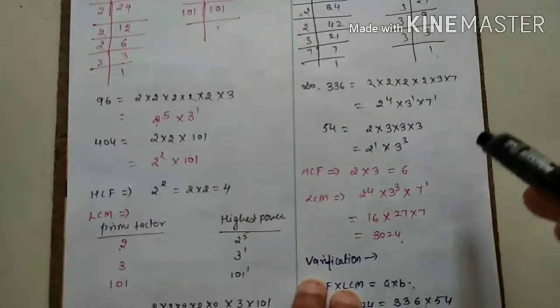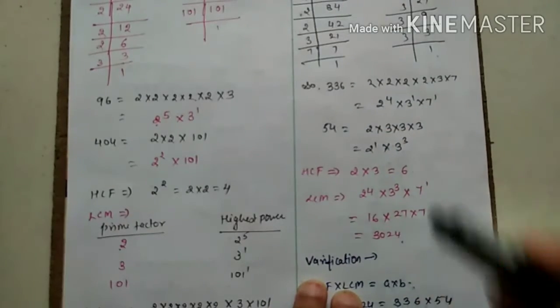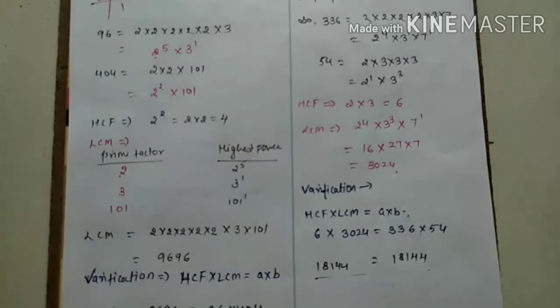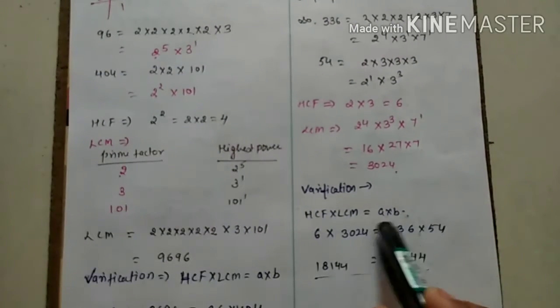This is the solution of the LCM and HCF. Now you have to verify. What you have to do? Your question is saying also, you have to verify. How to verify? HCF into LCM is equals to A into B.